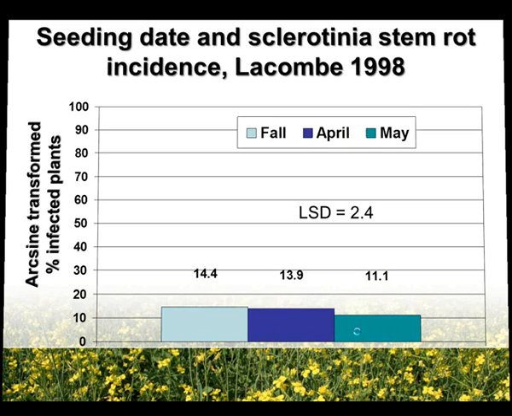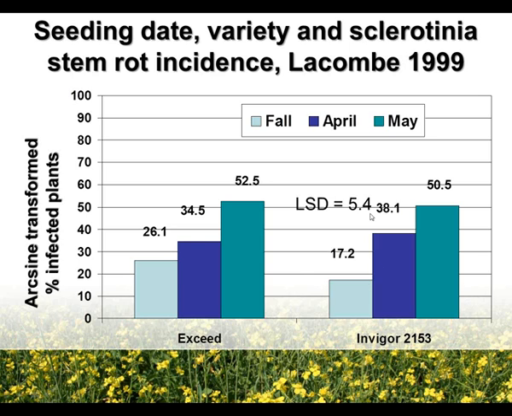We looked at the results in 1999, a complete reversal in trend and a much more dramatic change. So our fall seeding had much lower levels of Sclerotinia, intermediate with our sort of early spring seeding, and very high levels with our normal spring seeding.